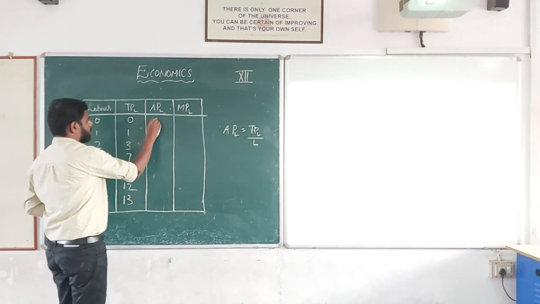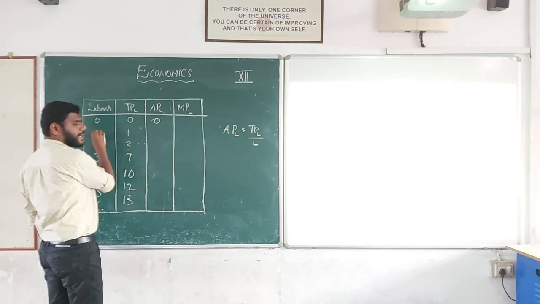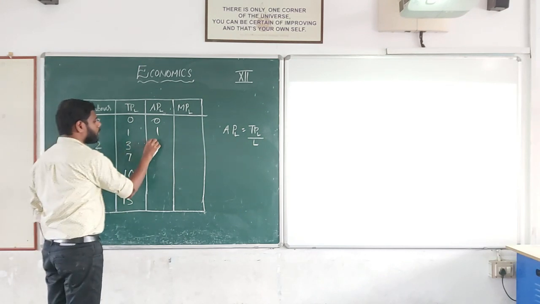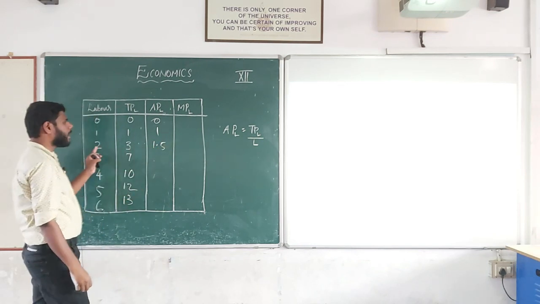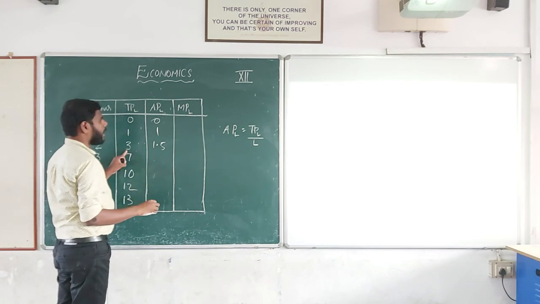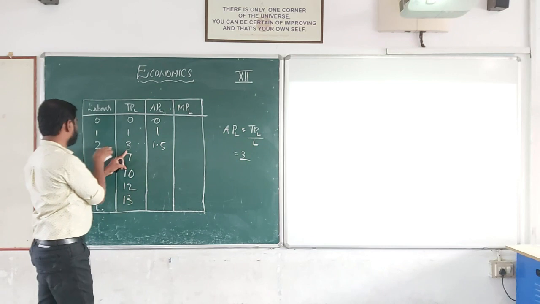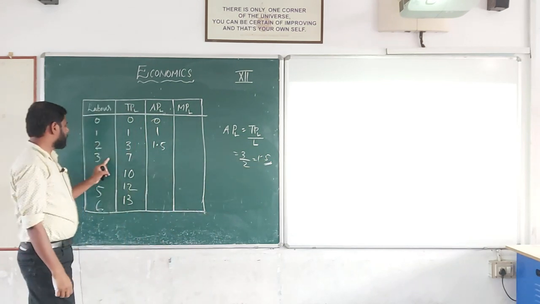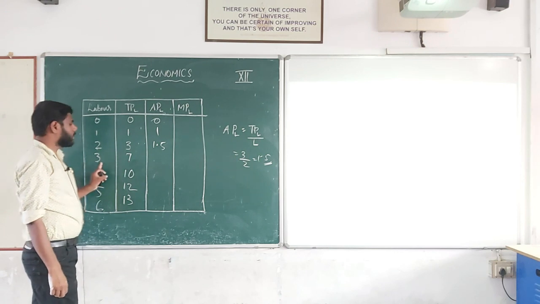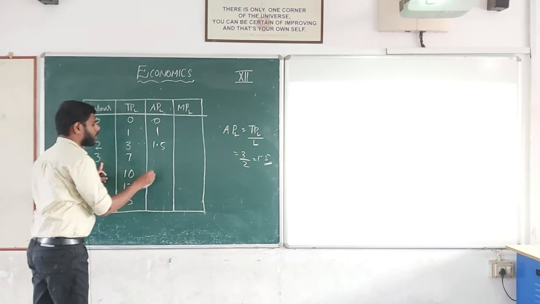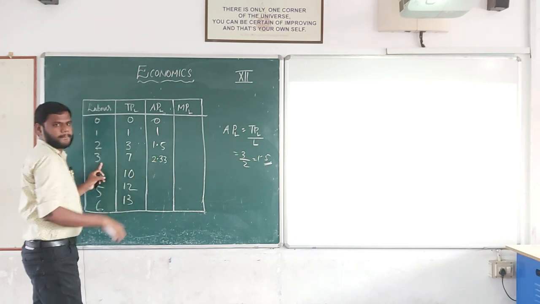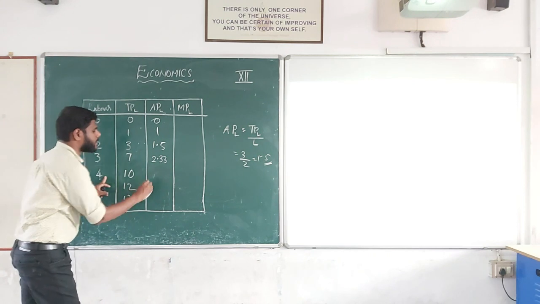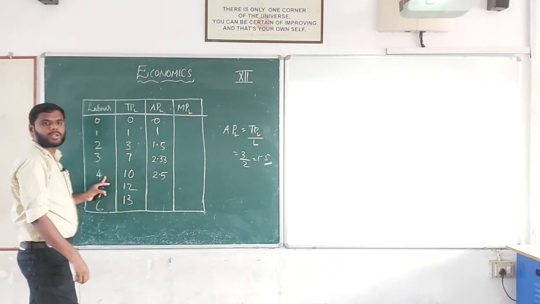Okay, so here it is 0 divided by 0, it is 0, then 1 divided by 1 it is 1, then 3 divided by 2 it is equal to 1.5. What is total product, that is 3. What is the labor used, that is 2, so 3 divided by 2 is equal to 1.5. Okay, the next one is 7 divided by 3, that is equal to 2.33. Okay, next one 10 divided by 4, that is equal to 2.5.